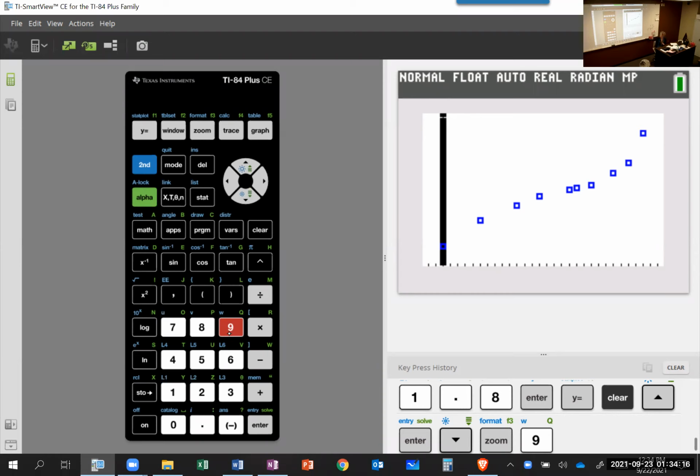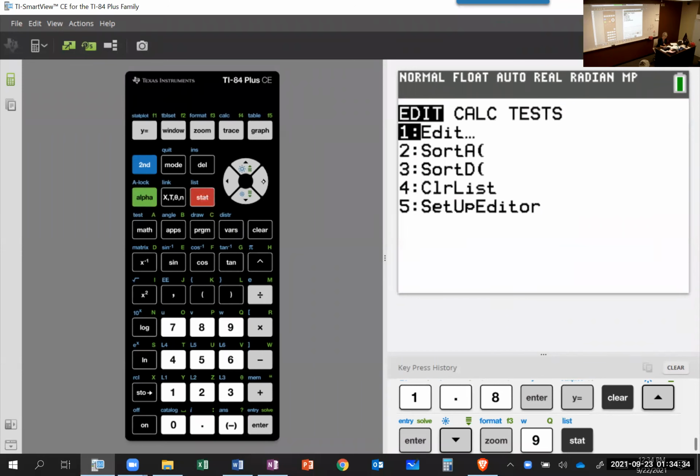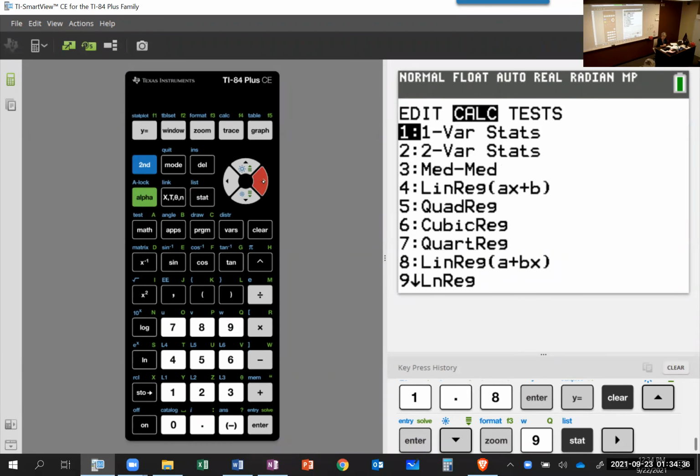And it looks like it might be a curve, right? Looks like it might be a cubic function. Would you agree? Okay. All right. So now let's go back to stat, arrow over to calc, and you can see option 6 says cubic regression.